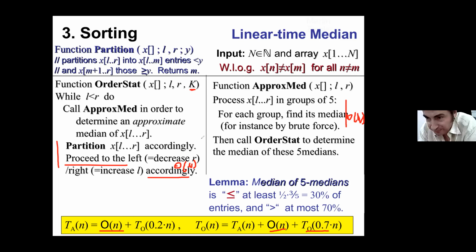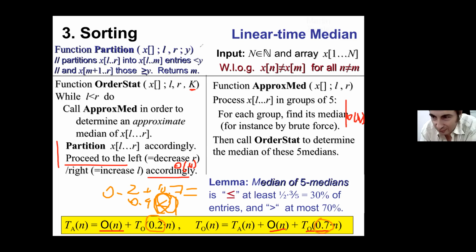And now, what was the important thing? The important piece about this estimate is that these 2 numbers, 0.2 plus 0.7, is equal to 0.9. The important part is that this is strictly less than 1. Strictly less than 1. And then you can prove that this is linear.